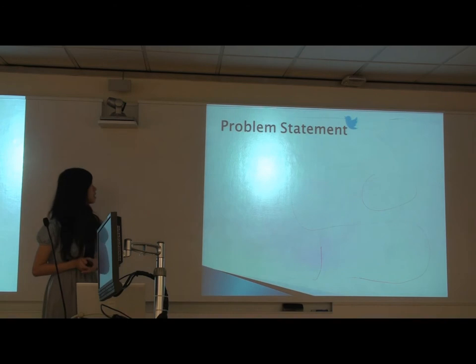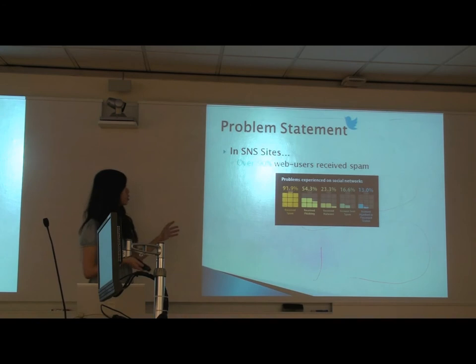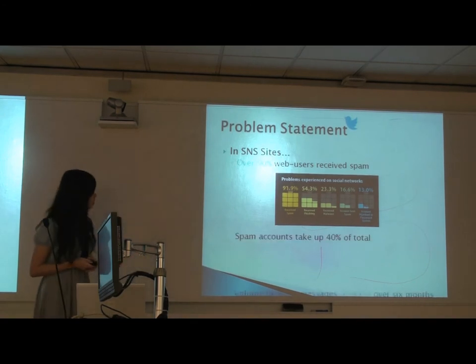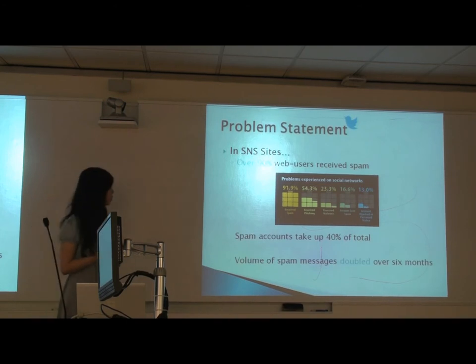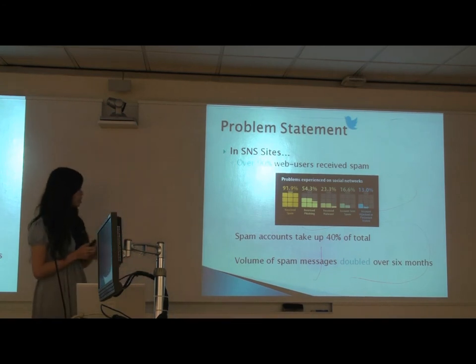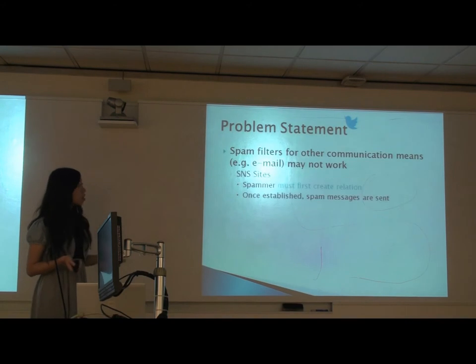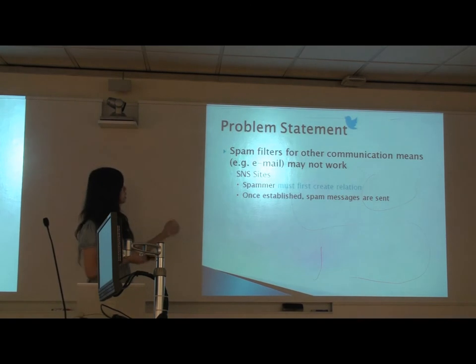So now for the problem statement part. In social networking sites, according to a survey, over 90% of web users received spam. And another survey showed that spam accounts actually take up 40% of the total. And the volume of spam messages can double over 6 months. It is also a point that spam filters for other communication means, for example email, may not work.